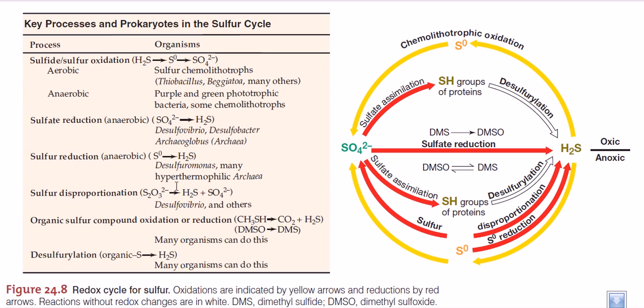That can be done via the aerobic process, which you can see as the oxic process, and it can also be done via the anaerobic process. In the aerobic process, for doing this we need Thiobacillus bacteria, and for the anaerobic process we need the purple or green phototrophic bacteria, or some of the chemolithotrophs which can utilize hydrogen sulfide as their nutritional source to do this process.